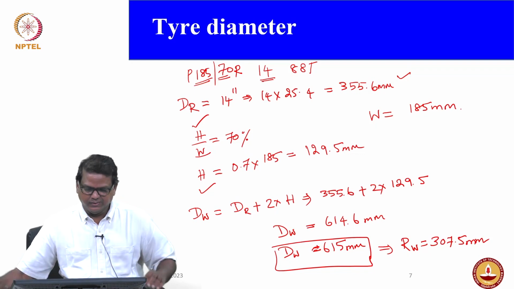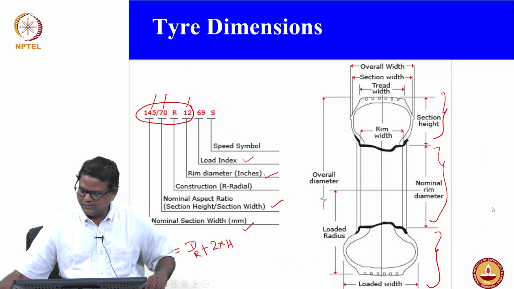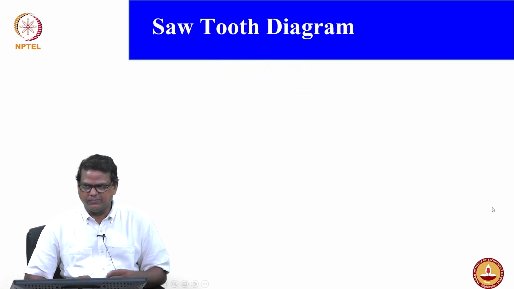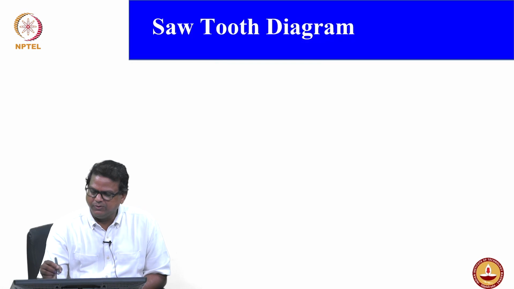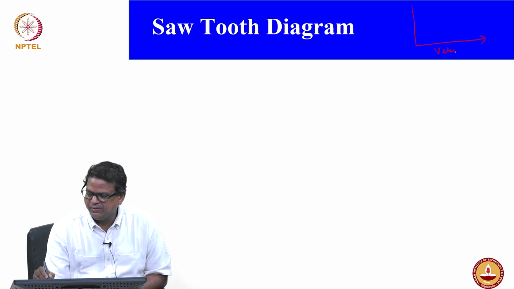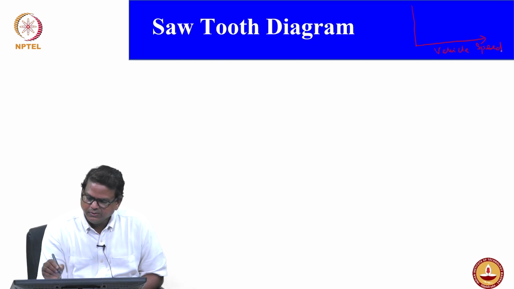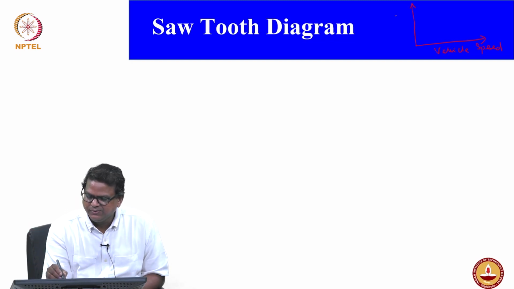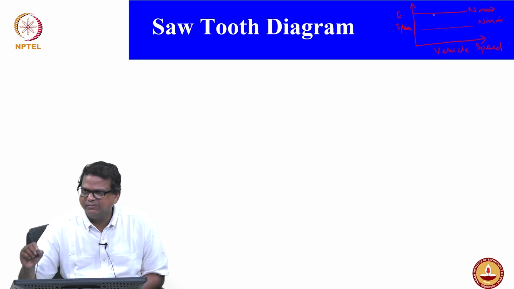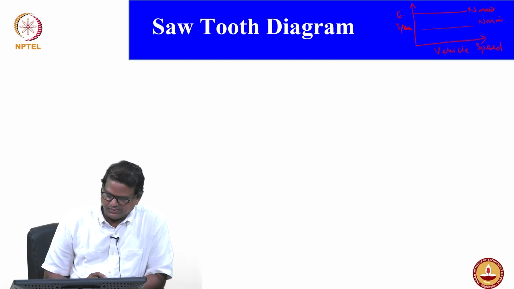Now we'll move on to the sawtooth diagram. To understand the sawtooth diagram, we are supposed to have the vehicle speed in the x axis, in kilometer per hour, and in the y axis the engine speed. I'll put E speed, and you need to know what the N max and N minimum are. From there we will do the calculation.